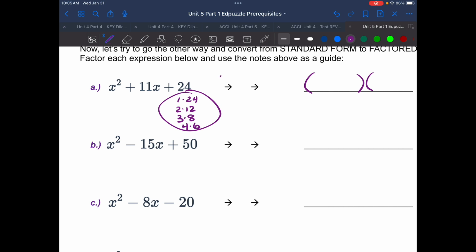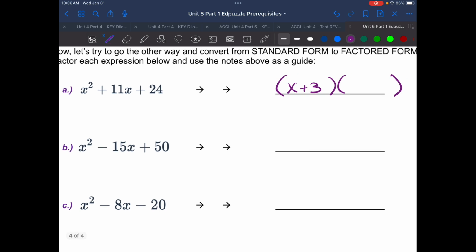So ready? These are the numbers that multiply to give me 24. Which of these numbers adds to give me 11? Well, that's going to be 3 and 8, right? So what we're going to do here is this. Ready? I'm going to head over to my factors, and I'm going to write x plus 3 and x plus 8. How come? 3 times 8 is 24, and 3 plus 8 is 11. Okay? So let's try one more of these together.